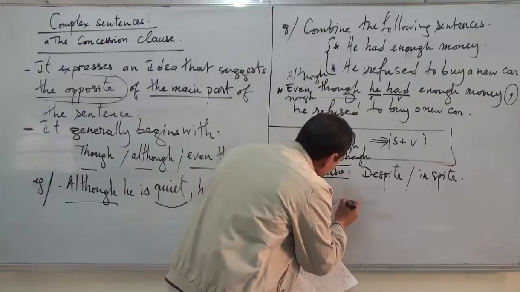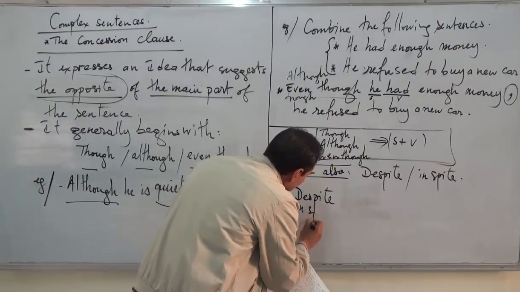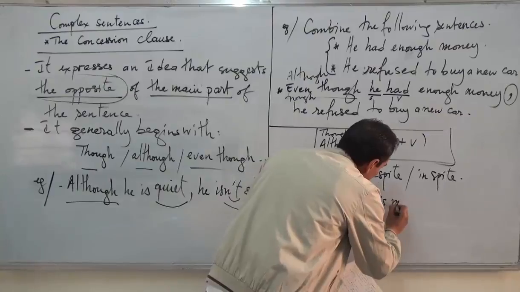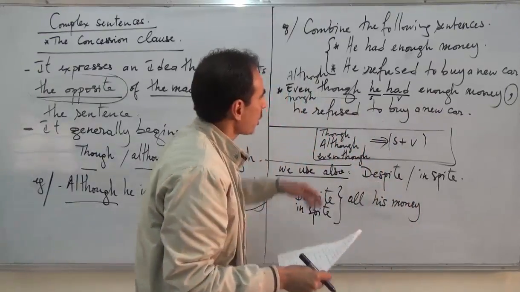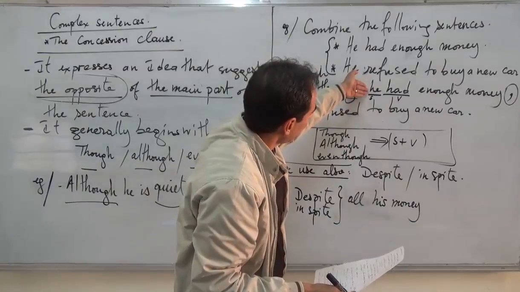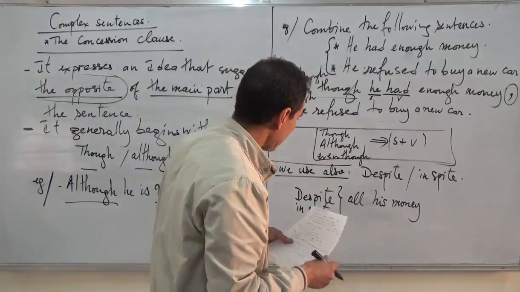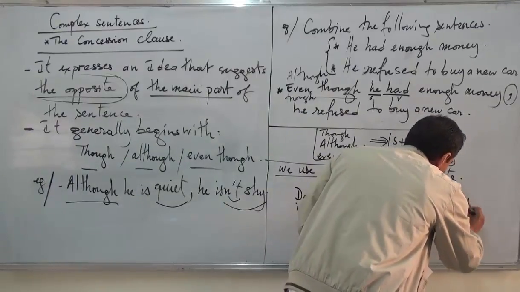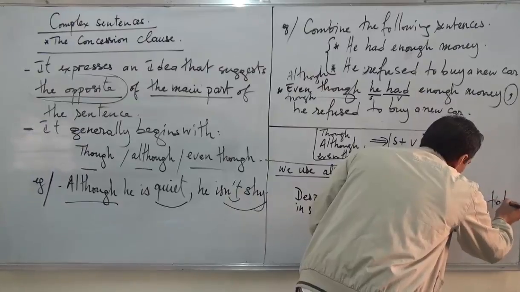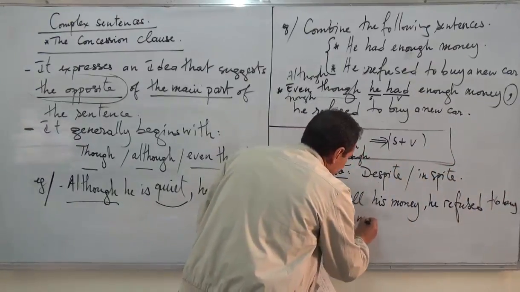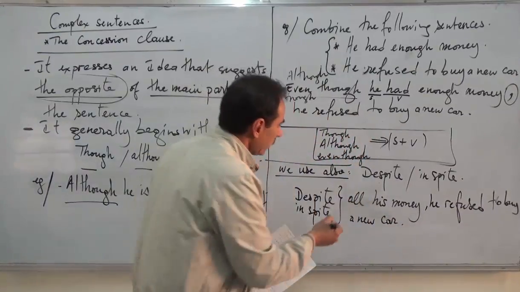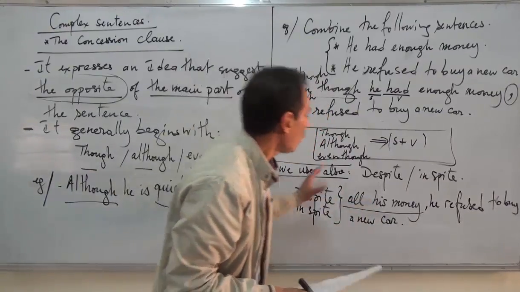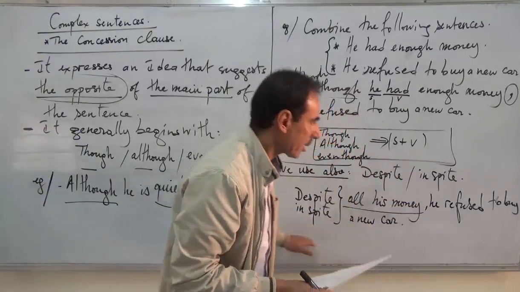So, despite, or in spite as well, in spite, despite or in spite, all his money. So I changed the sentence from subject verb to a noun phrase. Despite all his money, he refused to buy a new car. So look here, after despite and in spite, we don't have subject and verb. Nevertheless, we consider this as a clause.